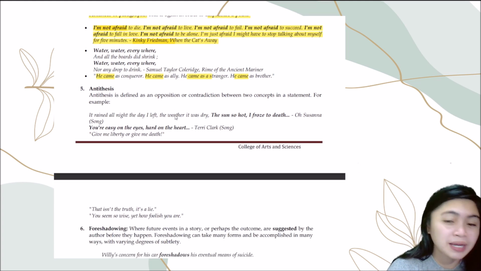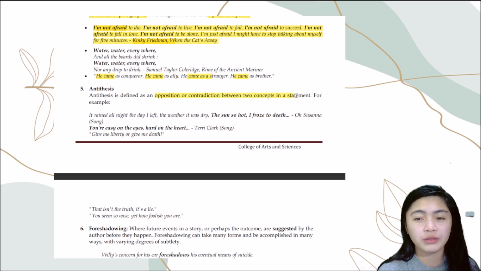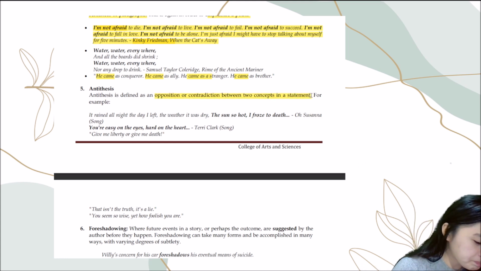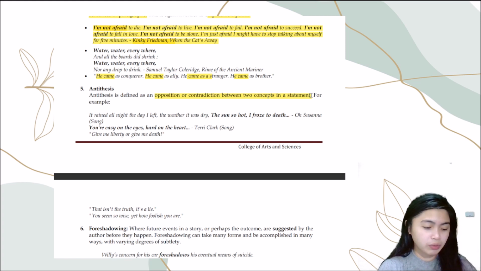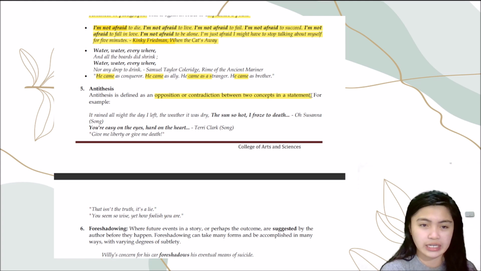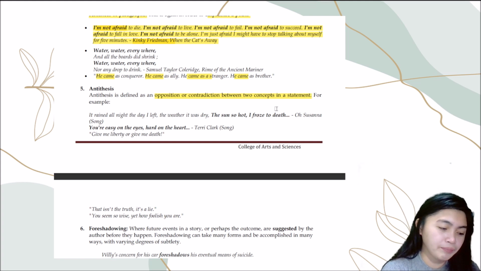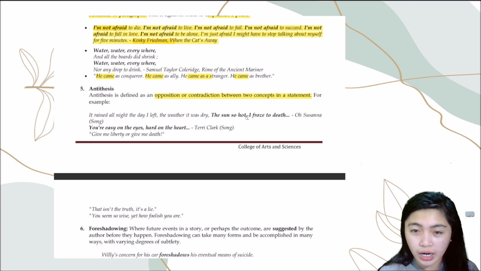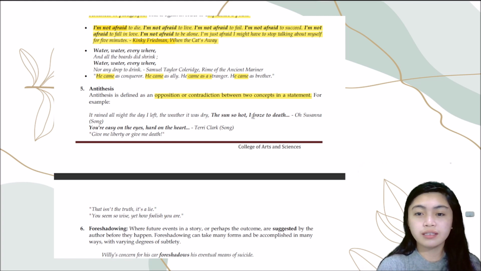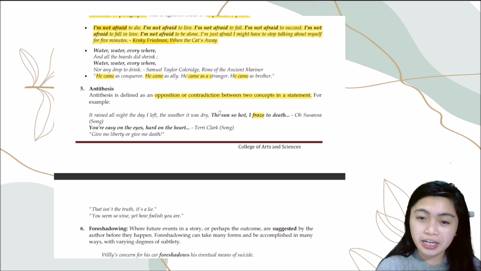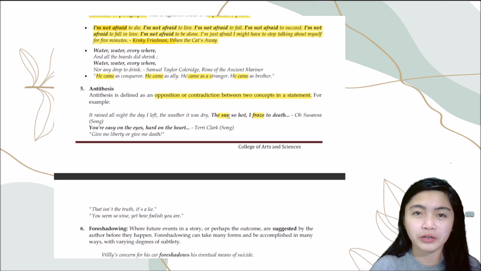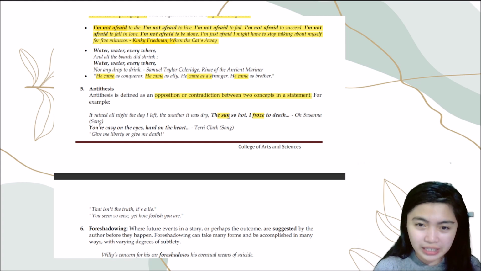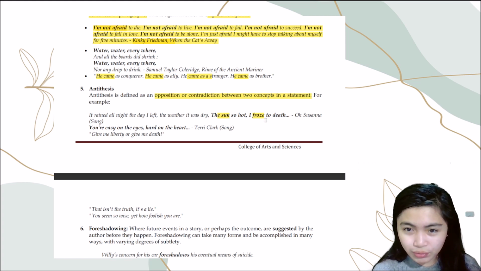So, antithesis naman is the opposition or contradiction between two concepts in a statement. Initially, ginagamit ito for contrast of ideas, words, phrases, clauses, or sentences. Now, nakikita nyo yan dito, contradiction means the opposite, diba? So, the sun so hot, I froze to death. Froze is for cold, diba? And sun is for, to melt sana. But these two are opposition or opposing ideas, opposing words. Yan. So, sun, froze. So, nakikita natin yan.